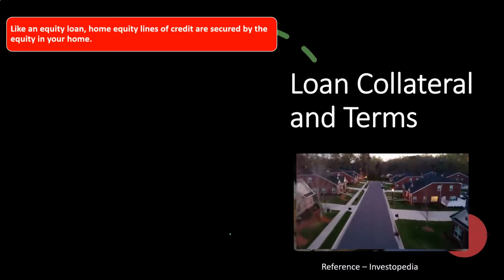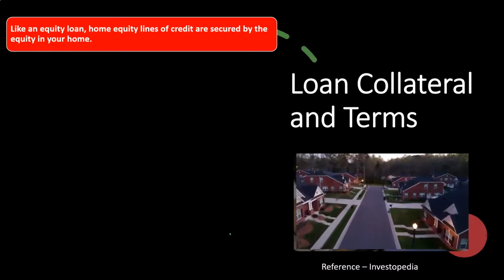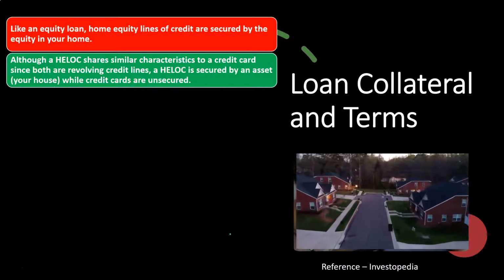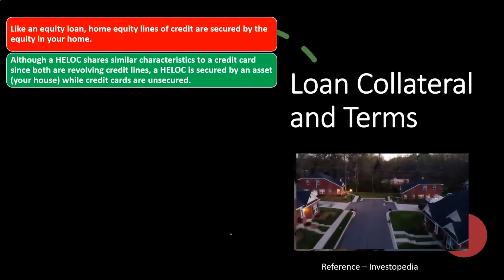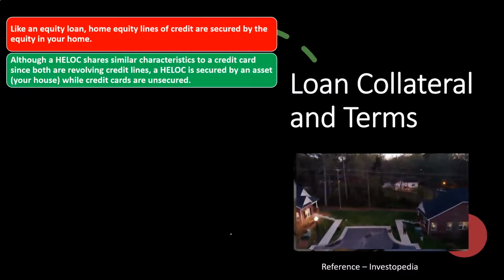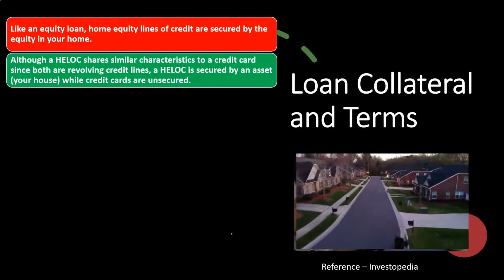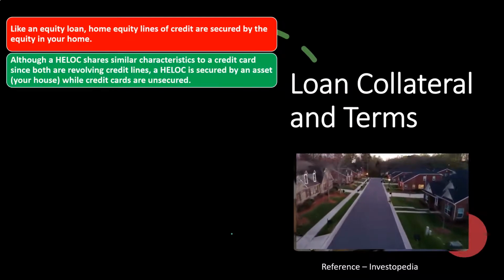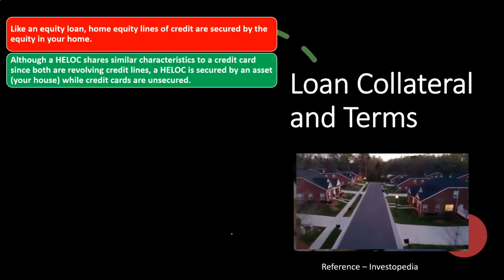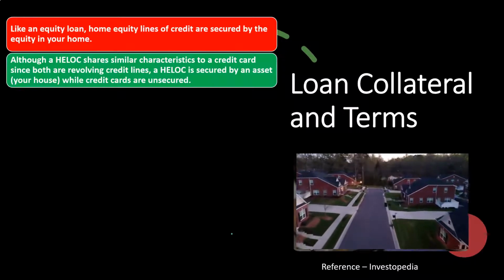So loan collateral and terms: like a home equity loan, home equity lines of credit, or HELOCs, are secured by the equity in your home. Same kind of scenario. If they're giving you money, whether in a fixed amount or in the form of a HELOC, a line of credit type of situation, they are doing so with the collateral of the home. So although the HELOC shares similar characteristics to a credit card, since both are revolving credit lines, the HELOC is secured by an asset, your house, while the credit card is unsecured.